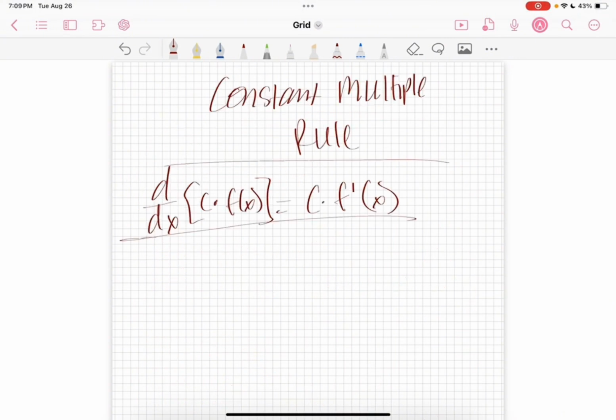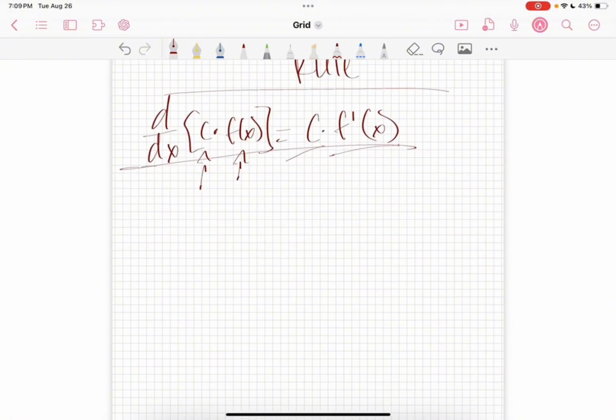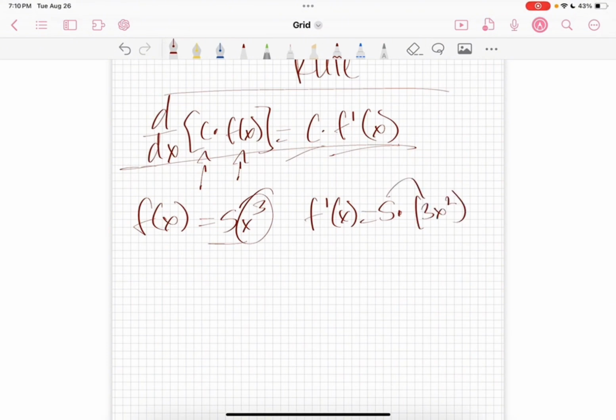Our third topic of discussion is the constant multiple rule, where you have a constant and then the function, where c stays in front and you multiply it by the derivative of f of x. For example, we're given f of x equals 5x cubed. We have f prime of x. We keep 5 in front, multiply it by the derivative of x cubed, which is 3x squared. Multiply 5 by 3, you get f prime of x equals 15x squared. That's your answer for example number 1.